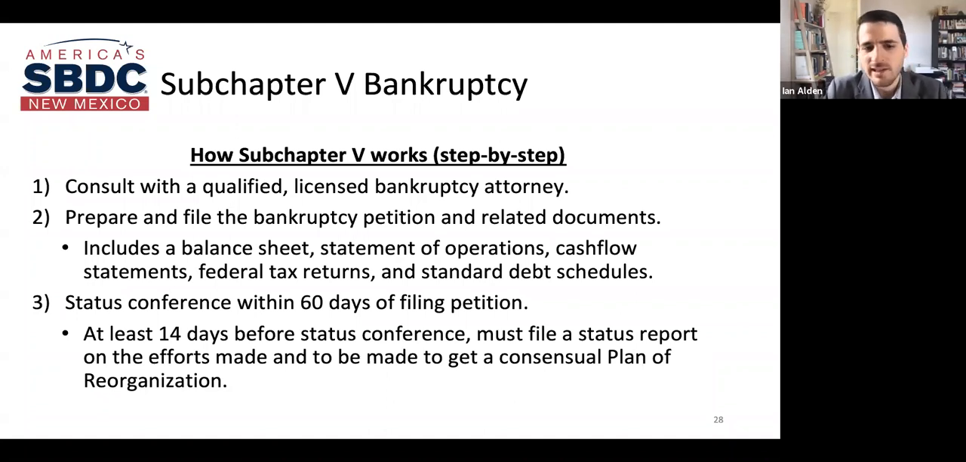And at least 14 days before that status conference, you have to file a report with the trustee on your efforts made to create and to get consent for a plan of reorganization. The default assumption is that you are going to work with your creditors to get a plan of reorganization that everyone can agree to. And there's some important reasons for doing that. There's some benefits to doing that, but you have to at least make a good faith effort and then show to the trustee that you're doing it.